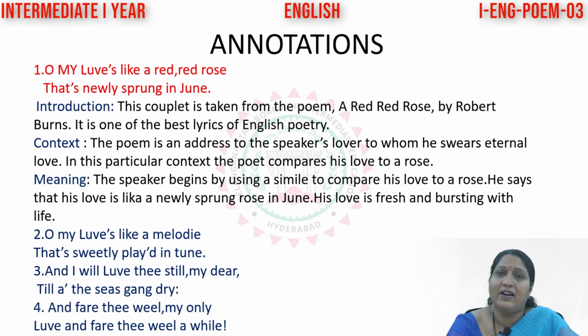Having written the introduction, you have to move to the context, that is, in which situation or where these lines appear in the poem. The poem is an address to the speaker's lover to whom he swears eternal love. In this particular context, the poet compares his love to a rose. So this is the context that was written for these two lines. Then next you need to write the meaning of the lines. So here we go, children. The speaker begins by using a simile to compare his love to a rose. He says that his love is like a newly sprung rose in June. His love is fresh and bursting with life. So this is how you need to attempt the annotations, dear children.